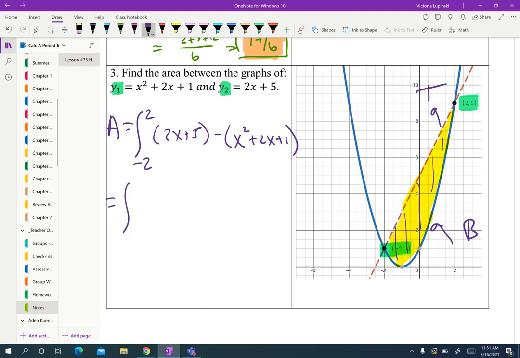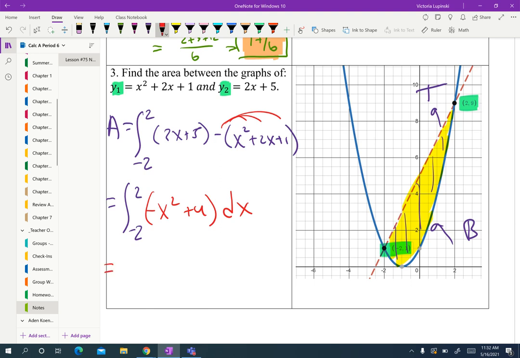Then you're going to simply go ahead and simplify. As you simplify, that means you're going to distribute this minus and then put it in the correct order. When you do that, you're going to get a negative x squared. Turns out that the x's are actually going to cancel, and you're going to be left with negative x squared plus 4. And again, that should be dx, or whatever the variable happens to be.